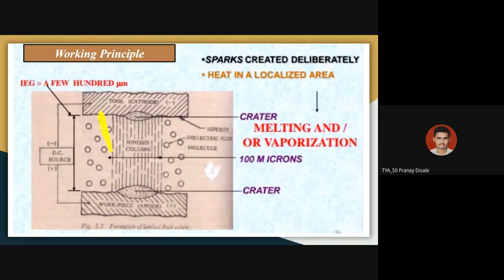During this, their kinetic energy will convert into heat energy. So there is heating of the anode due to the bombardment of these electrons, and heating of the cathode, meaning the tool, due to the bombardment of the ions of the anode. So here, what will happen?